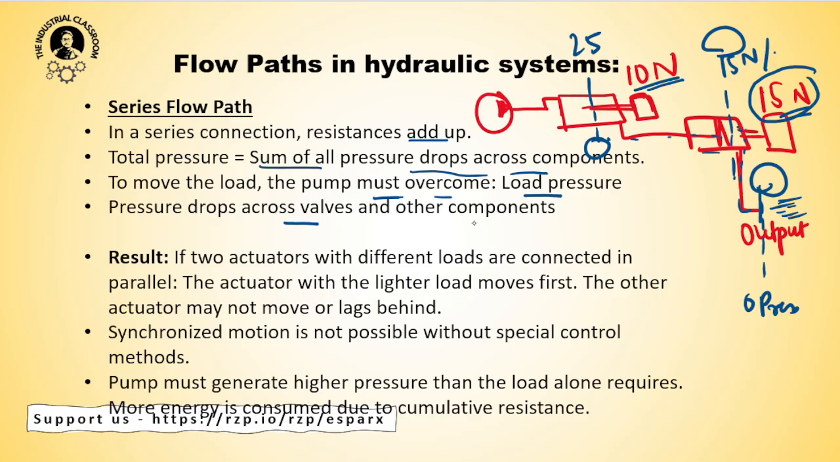Pressure drops across valves and other components. If two actuators with different loads are connected in parallel, the actuator with lighter load moves first. We have learned it. The other actuator may not move or lag behind. Synchronized motion is not possible without special methods. So these are all provided for the parallel circuit, not for the series. So in case of series, remember that the sum of pressure will be equal to the load pressure. And this is in case of series.